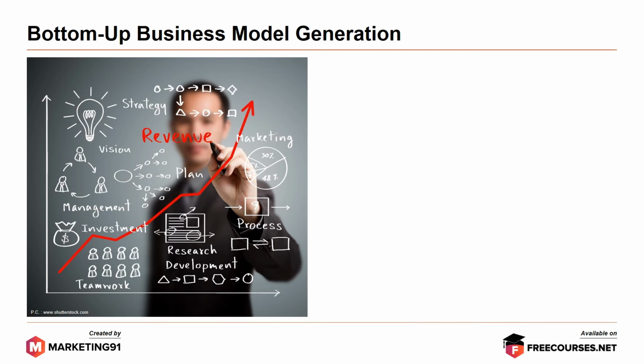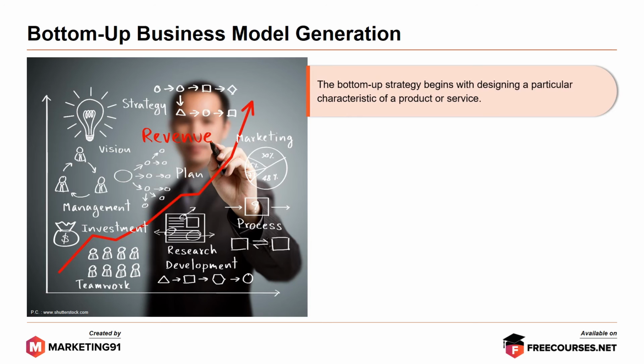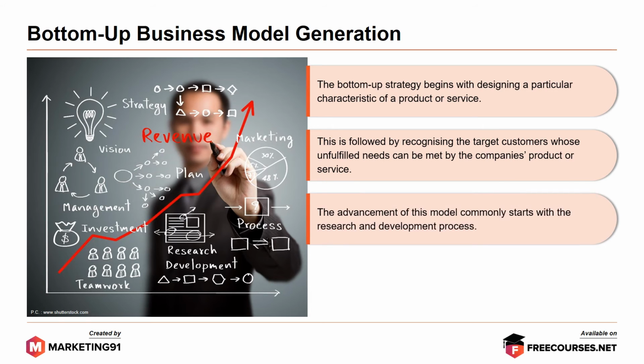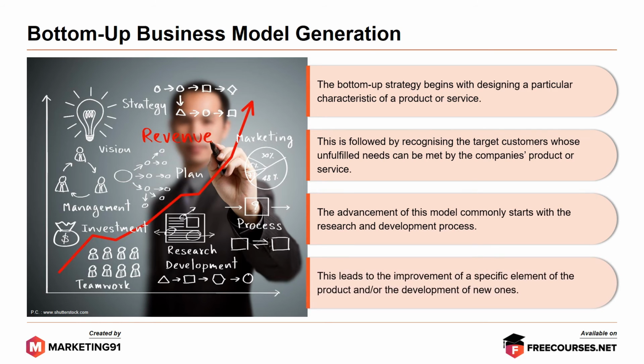Now moving on to the other business model generation, the bottom-up model. The bottom-up strategy begins with designing particular characteristics of a product or service. This is then followed by recognizing the target customers whose unfulfilled needs can be met by the company's product or service. The advancement of this model completely starts with the R&D process. This leads to the improvement of a specific element of the product or the development of new ones.